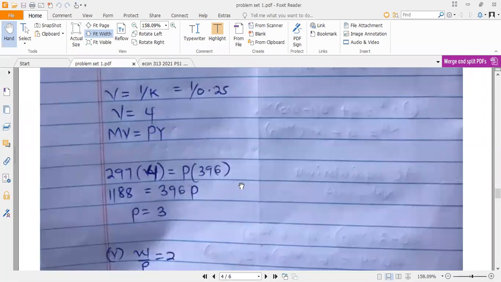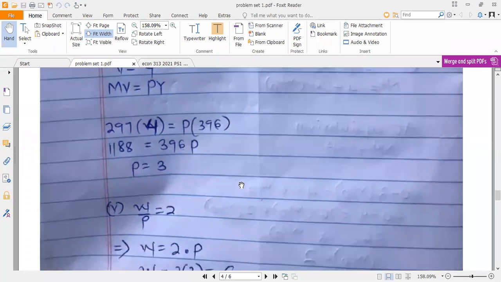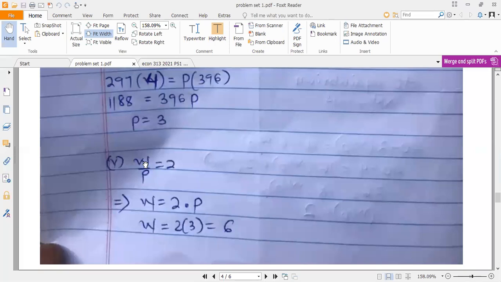And then we are to find the nominal wage. We know that the real wage is W over P, which is equal to 2. So if you want to find your nominal wage, just do cross multiplication, and your nominal wage should be equal to 2 times P. So W equals 2 times P, and this is the value of P. Finding the product of these two numbers, we get 6. So your nominal wage is equal to 6. So that is the first part.